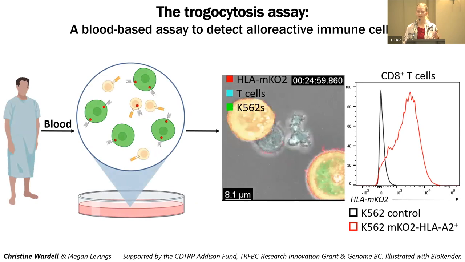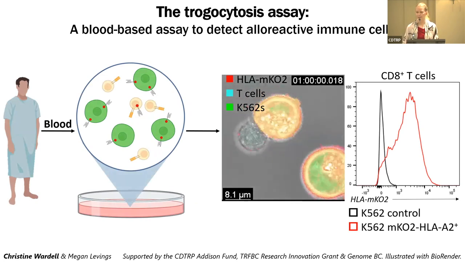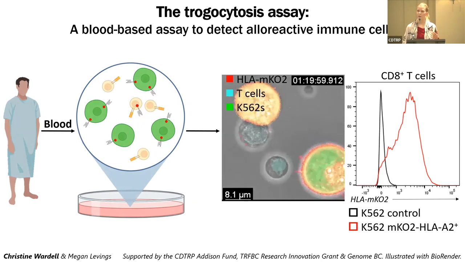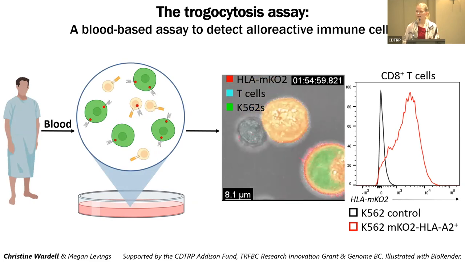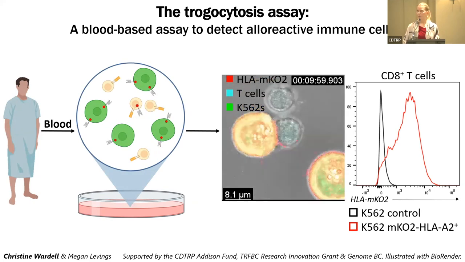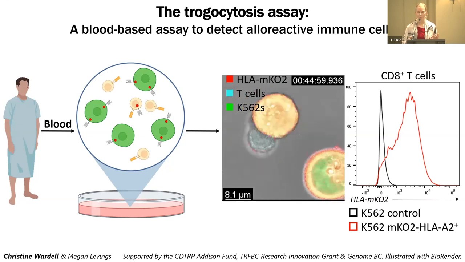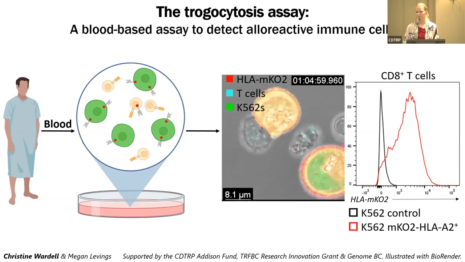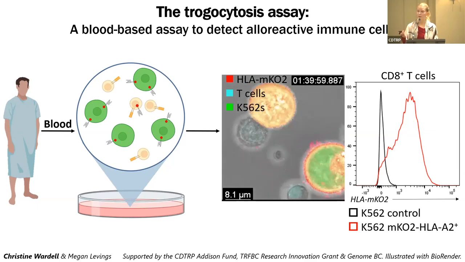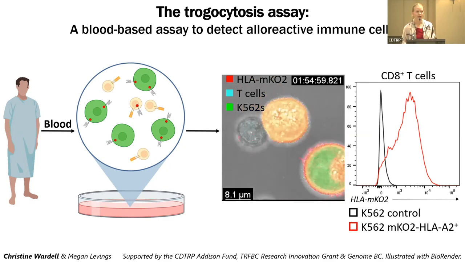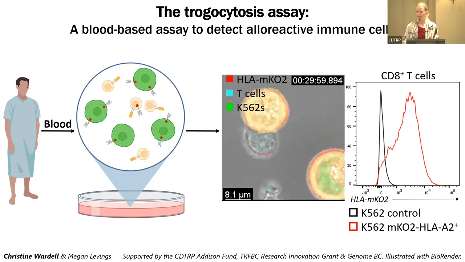So what we do is we take these immune cells from the blood of our transplant recipients, and we co-culture them with cells that have been engineered to express the donor HLA attached to a fluorescent protein. And then 24 hours later, we can look for those immune cells and see whether they now express that fluorescent protein, suggesting that they stole the donor protein and that they are alloreactive. And so you can see in the video, the blue cell that's interacting with the big engineered cell has little pockets of red on its membrane. And that's showing us little pockets of that donor HLA that it has stolen.